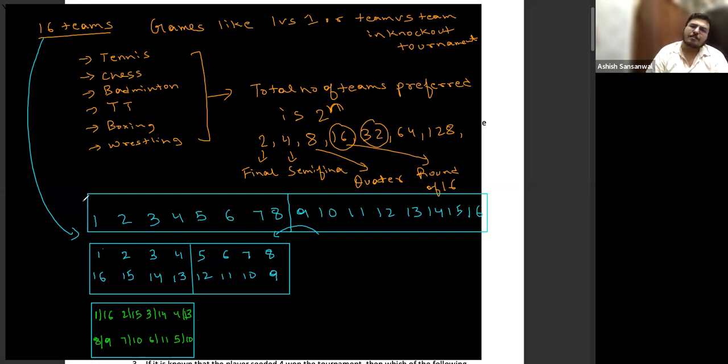Now let's come to the concept of giving a buy. When will the scenario of buy come? Like if there are, let us assume, 12 teams instead of 16 teams, or you can say 13 teams instead of 16 teams. Can we assume?